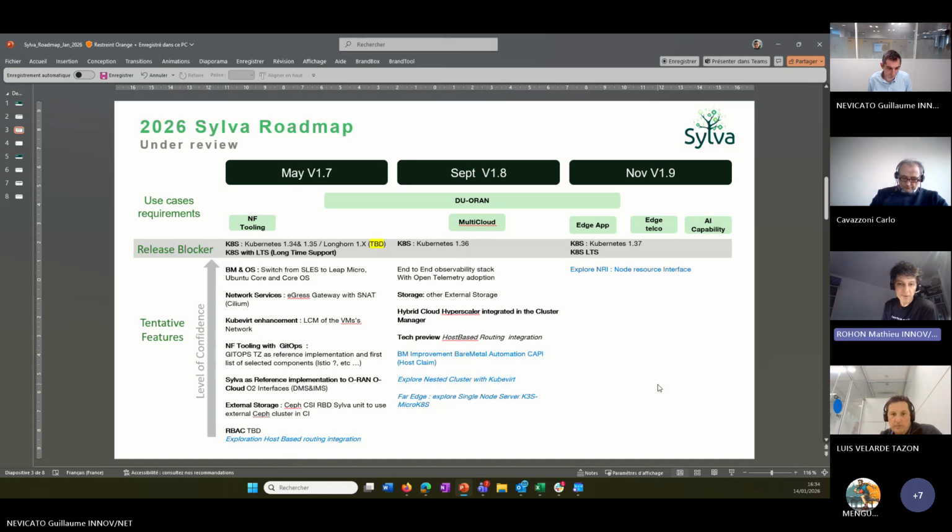And one additional feature that we are very interested in, well, we are interested in multiple features, but one that has been bootstrapped into the Metal Cube community is about being able to securely manage the bare metal host and being able to share bare metal resources among multiple clusters. Some evolutions of Metal Cube are currently under development. It is called host claim. As soon as it is available, we will consider adopting it into Sylva for improving the bare metal story.